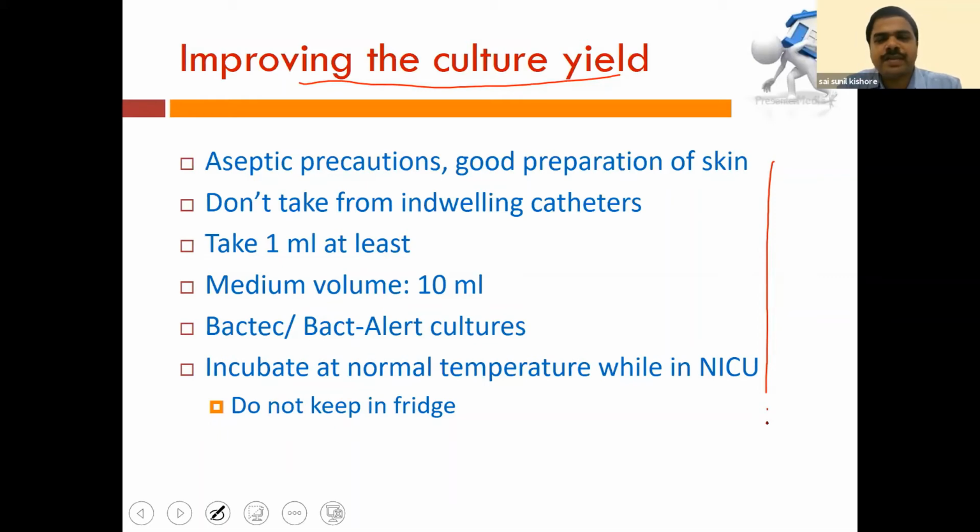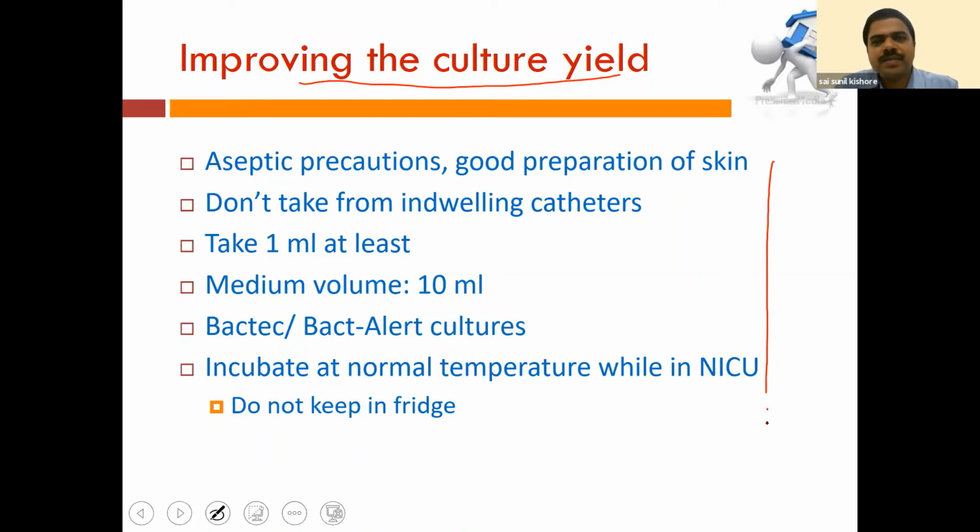We need to take aseptic precautions, with good preparation of the skin, the triple swab technique, or if you are using 2% chlorhexidine, that is always good. And don't take from indwelling catheters. So if there is already an umbilical line, don't take from that. And if you are taking the blood, take at least 1 ml. Usually the culture media volume will be around 10 ml, so it should be in the ratio of 1:10 to get good growth.